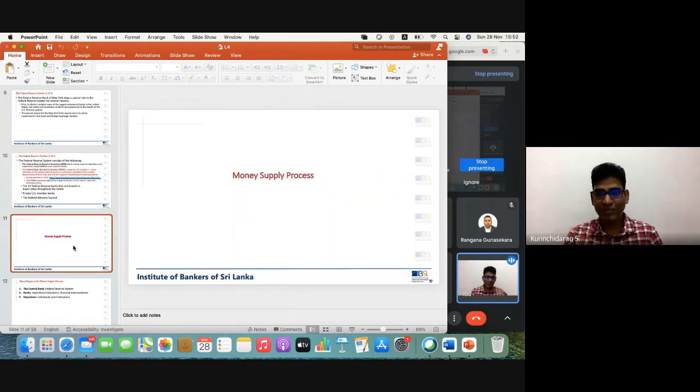Now you know the background of the central bank, and as I said, the central bank's key objective is to safeguard the value of the domestic currency, right? Next we are going to discuss the money supply process. This is one of the major items in our syllabus. It may be a little bit technical, but you should be able to understand it, right? Up to now, any question?